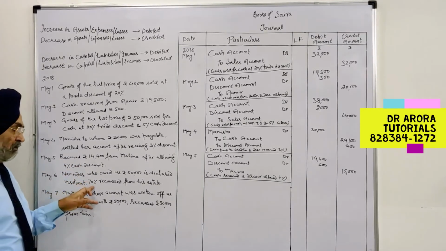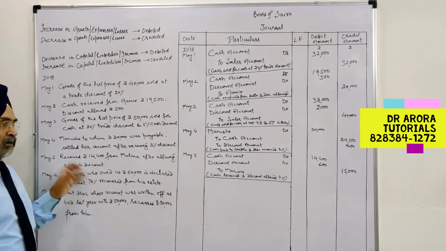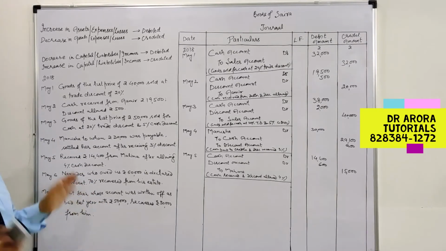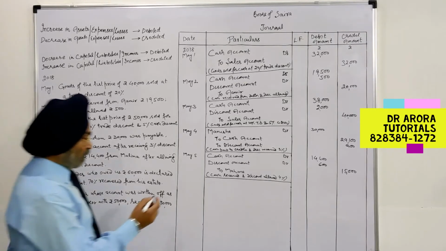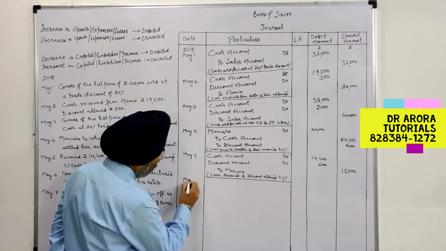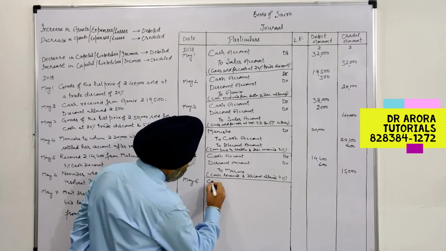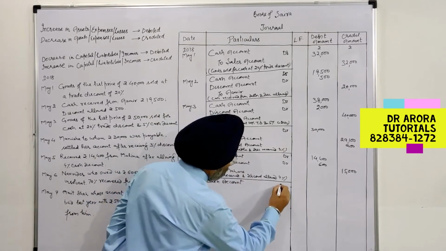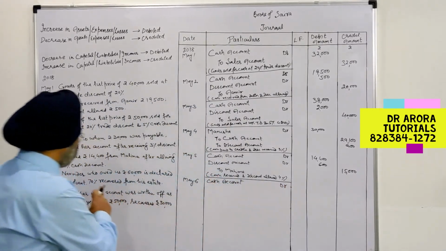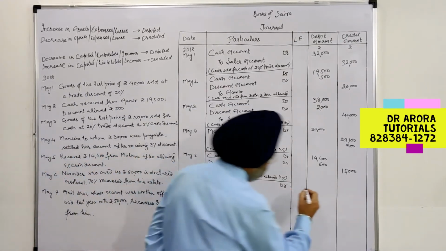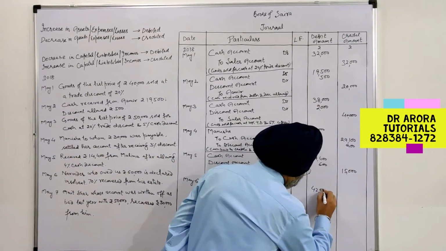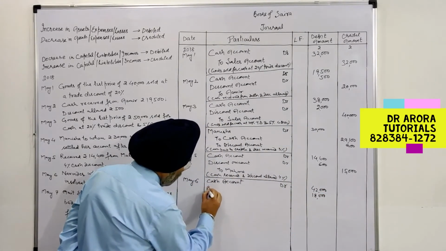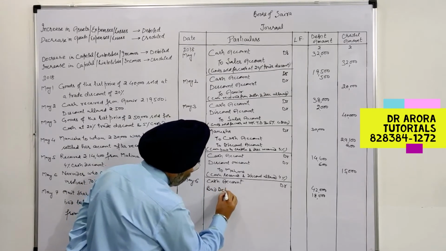The amount which is recovered, that is cash, and the amount which is not recovered, that is bad debts. Debt became bad. That will not be recovered later on. So on May 6th, cash received is 70%. 70% of 60,000 comes out to be 42,000, and 30% we are unable to receive. That will be bad debts. Bad debts is our expense. Bad debts is our loss.